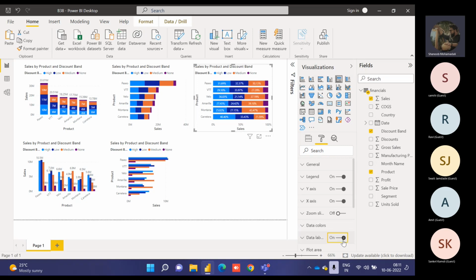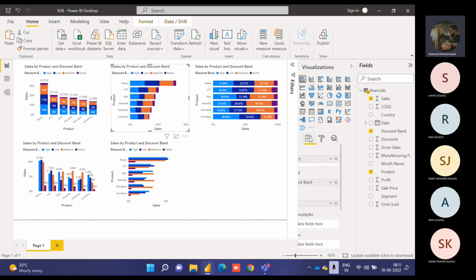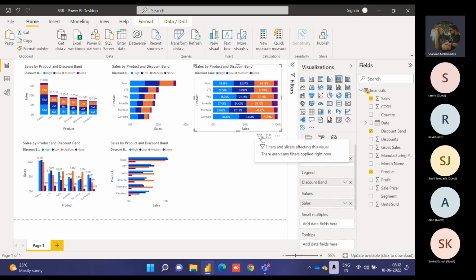I'll enable labels for this as well. Now, what is 100%? If you see, this chart and this chart are using the same fields. Product, discount band, sales; product, discount band, sales. No filter being applied here, no filter being applied here. So why is there a difference between this? Because here each of the products is scaled to 100%, 0 to 100%. If you see, each one of them is scaled to 100%.